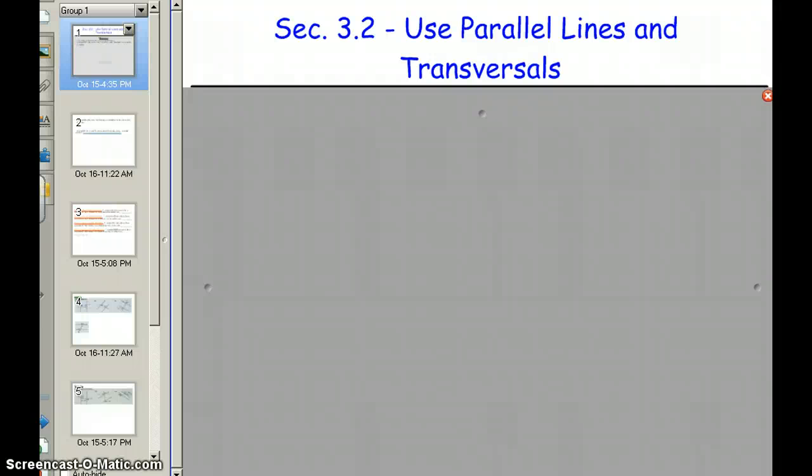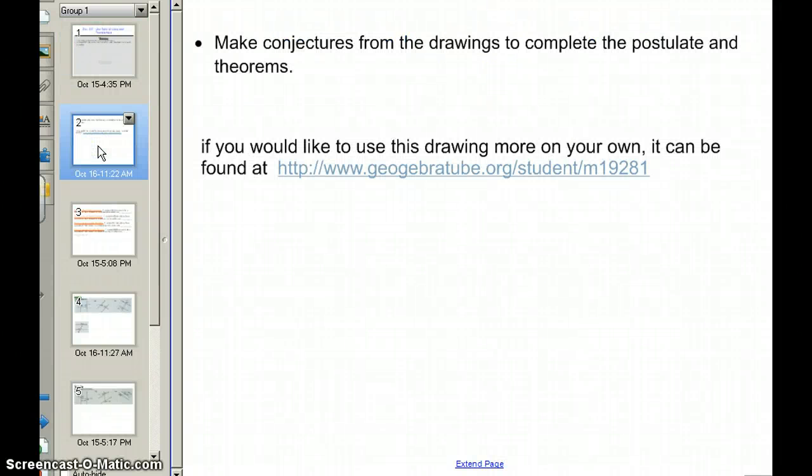So, section 3.2, using parallel lines. Making conjectures, we did. Here's that link I told you about, if you want to go to that drawing and mess with it on your own.